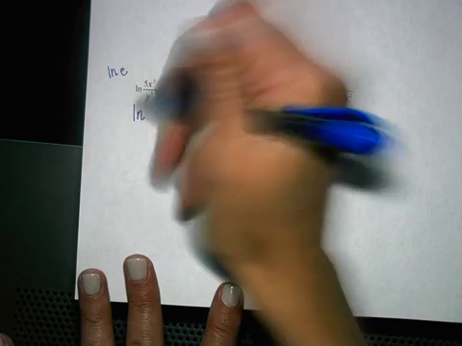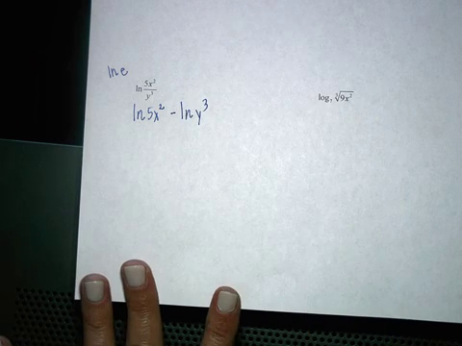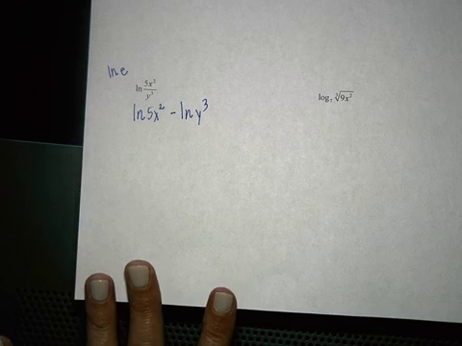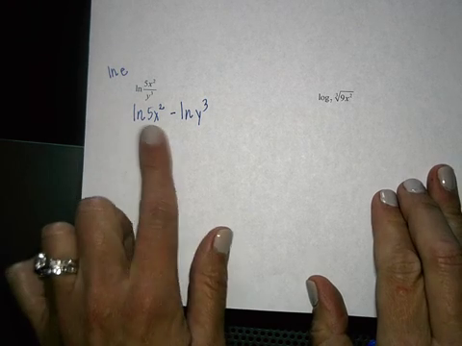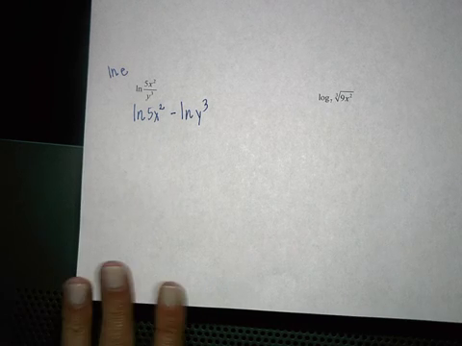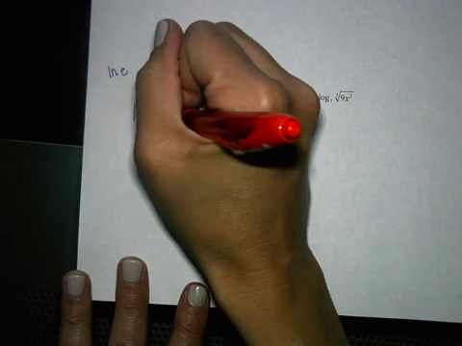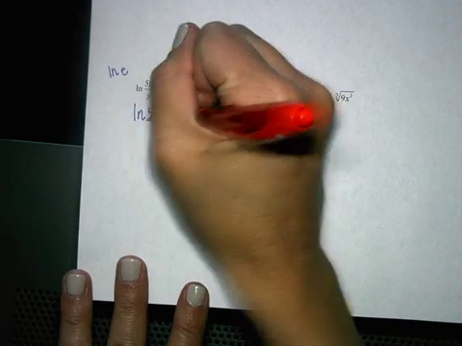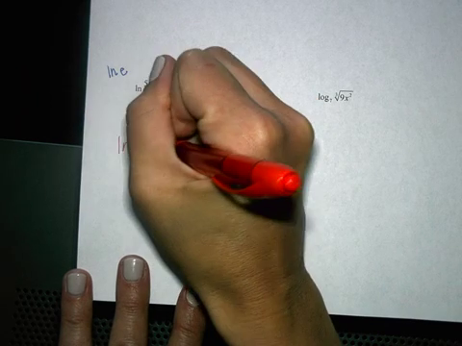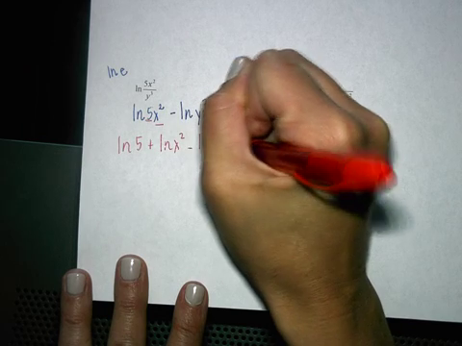Okay, so when we're rewriting this, natural log of 5x squared, and it's going to be minus natural log of y to the third. So now that I've taken care of the division, I'm noticing here that I need to expand this further because we have the 5 and the x squared. So how will I write that? We would start by writing this as the natural log of 5 plus the natural log of x squared minus the natural log of y to the third.